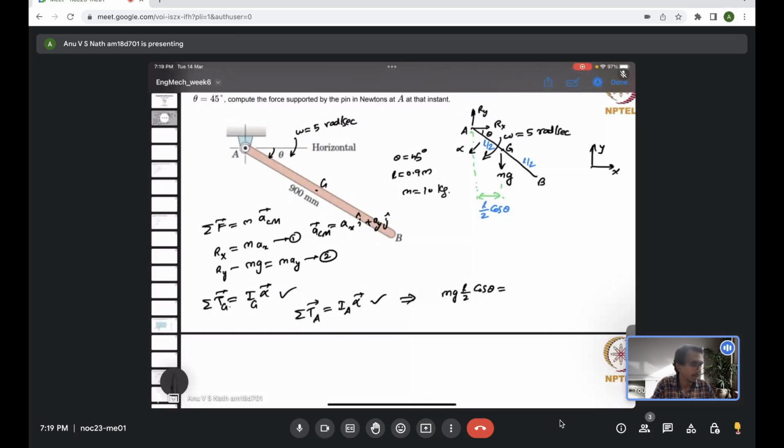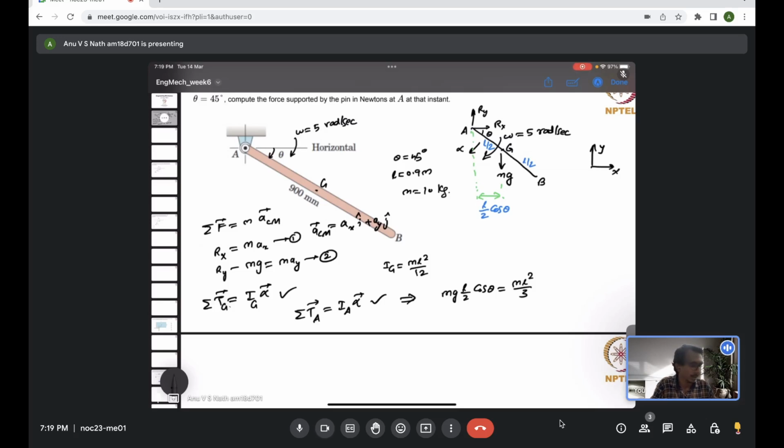Now I don't know whether you have already learned it, but let me give the value. It's mL square by 3. If I were computing the moment of inertia about the center of mass, that is Ig, it would be mL square by 12, where m is the mass of the rod and L is the length of the rod. But because I am computing the moment of inertia about the point A, which is one of the end points, it will be mL square by 3.